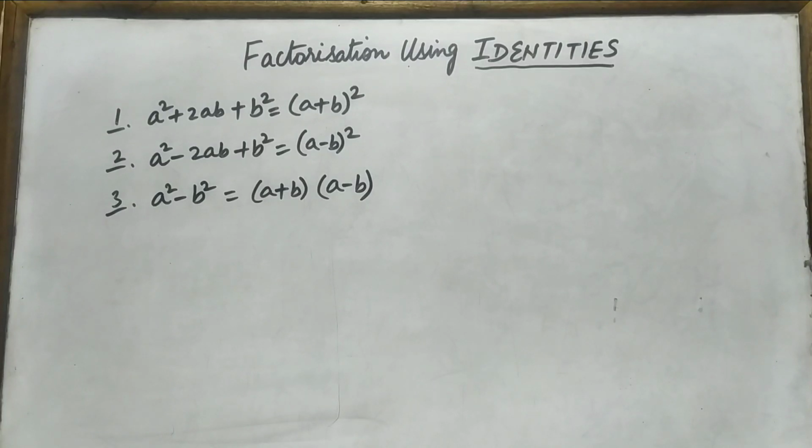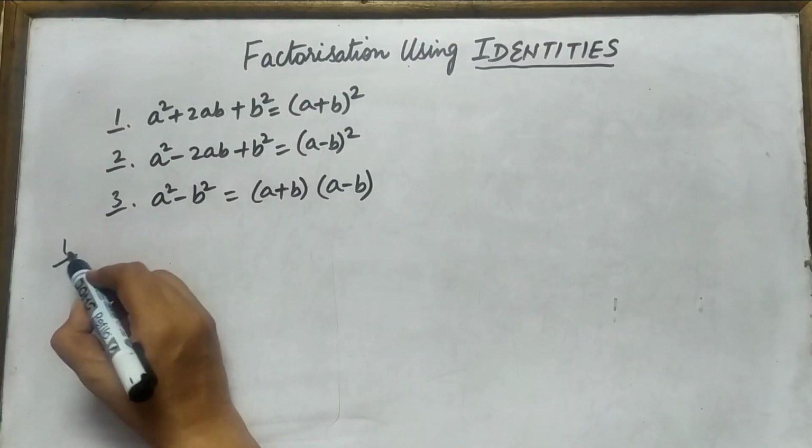First one, a square plus 2ab plus b square is equal to a plus b whole square. Second, a square minus 2ab plus b square is equal to a minus b whole square. And the third, a square minus b square is equal to a plus b into a minus b. We will learn to do the sums based on these identities.